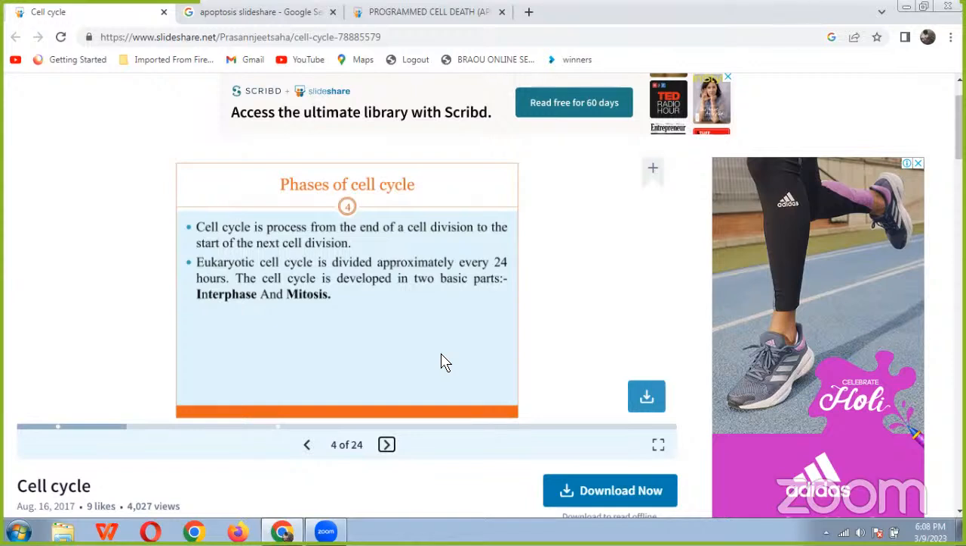In most eukaryote cells, the cell cycle is approximately 24 hours. We already discussed this. Eukaryote cells divide approximately every 24 hours, and we can see the cell cycle in most living things. The cell cycle has two basic parts: one is interphase and the next one is mitosis.